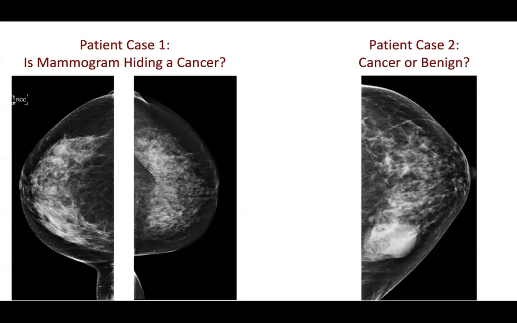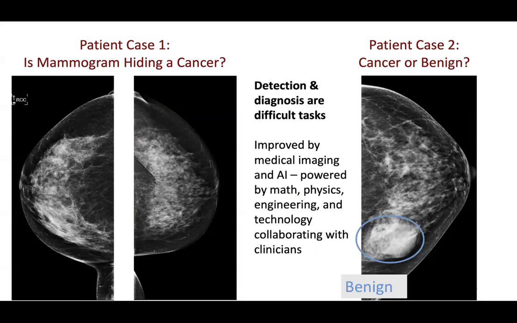Or we're in the situation where we have found a lesion, and I should note that I'm not a clinician, I'm a researcher, but there's an obvious lesion there, but is it cancer or benign? And that one is, in fact, benign. So detection and diagnosis are difficult tasks. However, they can be improved by newer medical imaging and novel AI. All that is powered by math, physics, engineering, and technology, collaborating with clinicians. You need the whole multidisciplinary team.